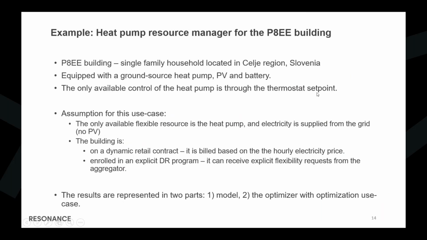So for all our heat pump systems in the Slovenian pilot, the only control available is through the thermostat set point. Now, for this specific use case that we're going to present here, we make some assumptions. The first assumption is that the only available flexible resource is the heat pump and the whole electricity is supplied from the grid. So we assume that the building doesn't have a PV.